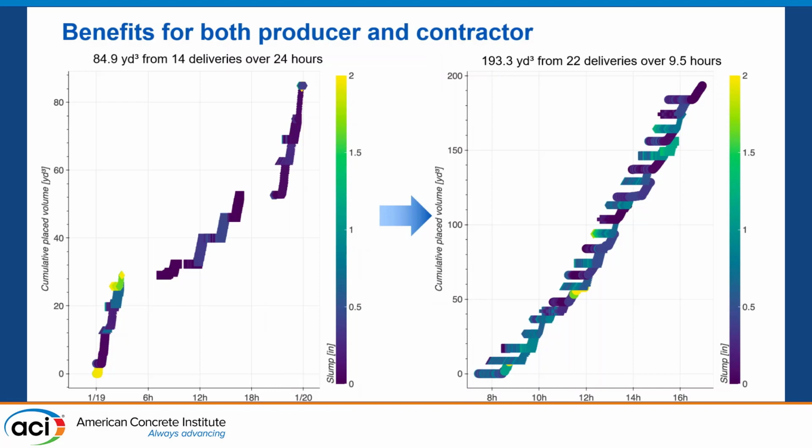Once the producer and the contractor are able to use the system and get really consistent, you can see the big shift from the left side to the right side. Not only are you doubling or almost tripling the amount of concrete you're putting down, but everything is right in order. You get your load very consistently every time, and if this is a finishing project, your finishers have a really good cadence to operate with.